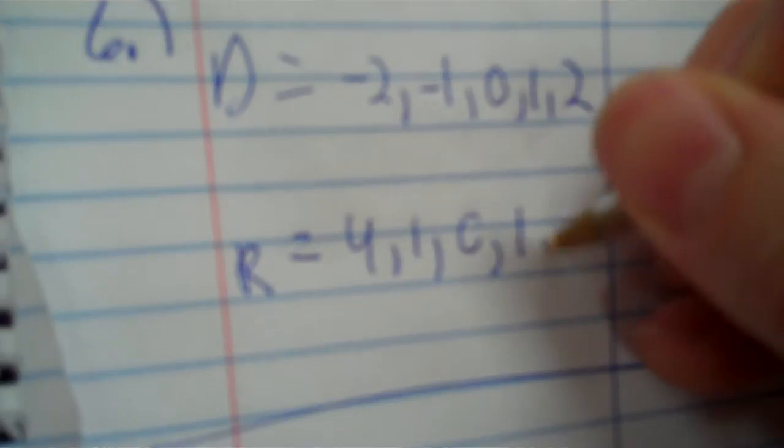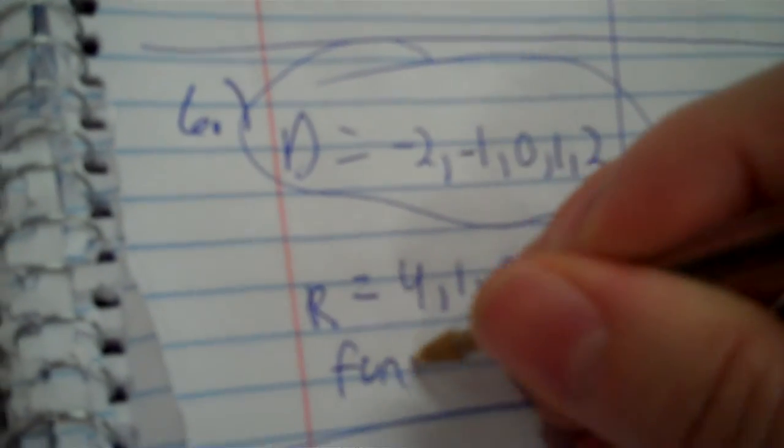Domain range, -2, -1, 0, 1, 2. Okay? And the range 4, 1, 0, 1, 4. Remember, you don't care about any repeats in the range. It's all about the domain. There's no repeats there, so we have a function.